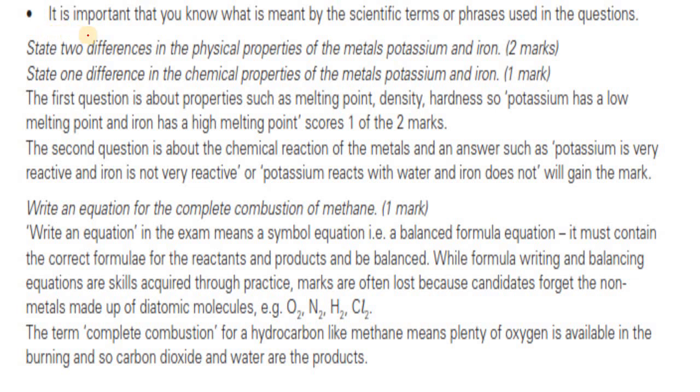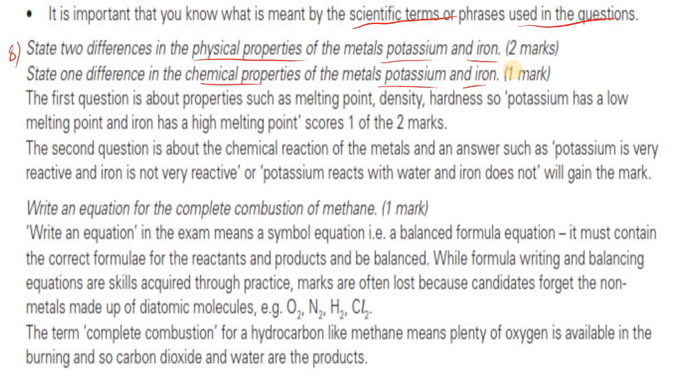Now another, it is important that you know what is meant by the scientific terms or phrases used in the question, right? It is also very important that you know the scientific terminology of the chemistry subject. Like the 8th point is: state 2 differences in physical properties of the metals potassium and iron. These are the 2 marks. Then state 1 difference in the chemical properties of the metals potassium and iron, right? So above there are 2 marks and then there is 1 mark.